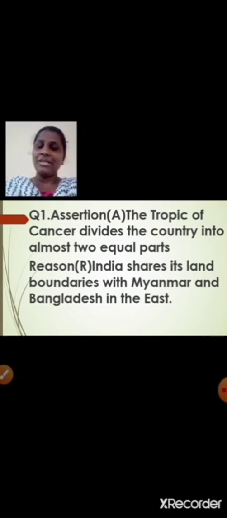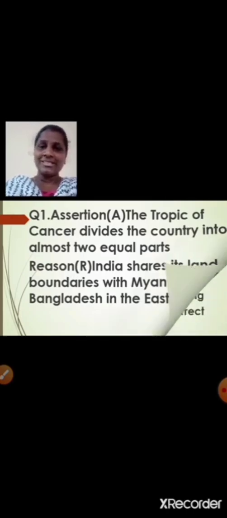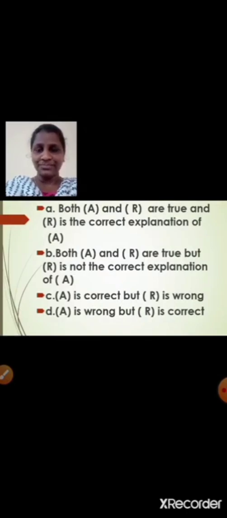But now just tell me whether the reason given, that is India shares its land boundaries with Myanmar and Bangladesh in the east, is the reason for the assertion statement given, that is the Tropic of Cancer divides the country into almost 2 equal parts? No, not at all. They both are not linked to each other, right? Reason given is not the reason for the assertion given here. So now let us look at the options given.